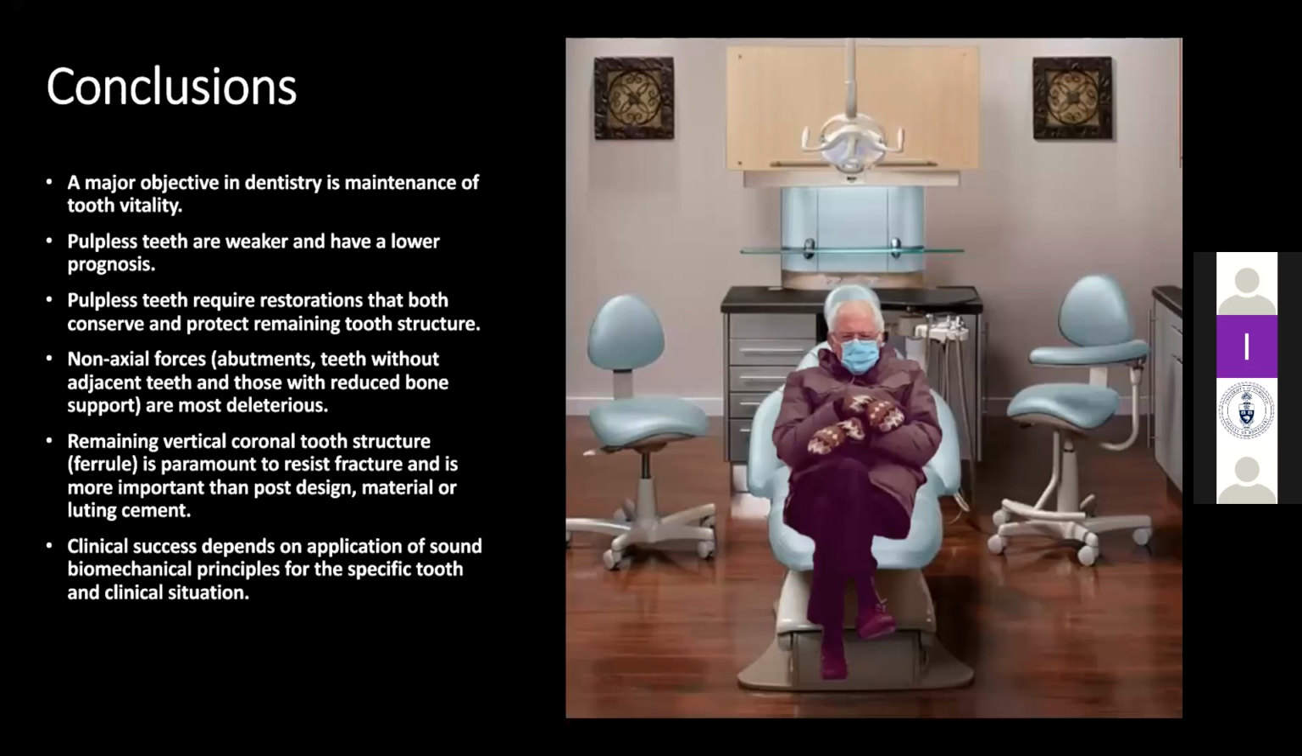So that's why, when you prepare for a post, don't hesitate to take an x-ray and see if you're at least leaving the minimum of 5 millimeters of gutta percha in order to have a proper seal.